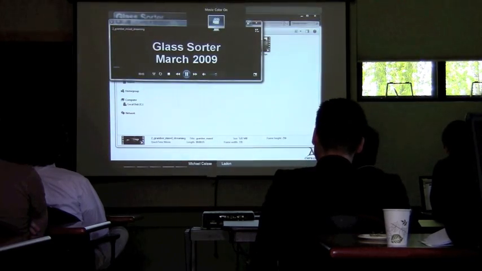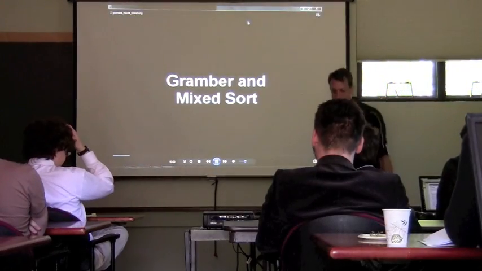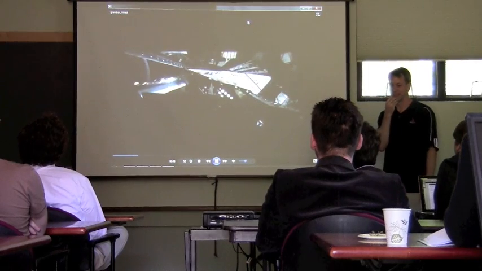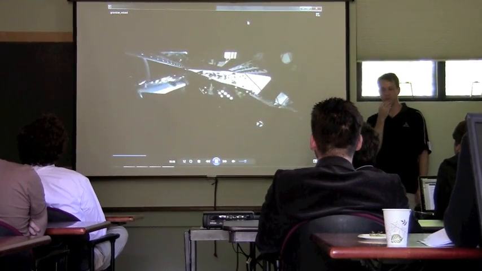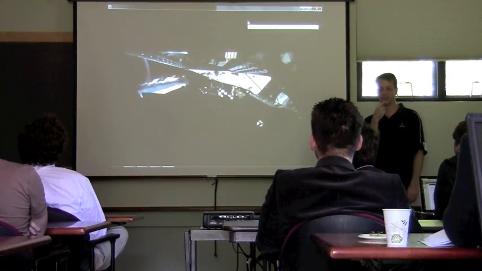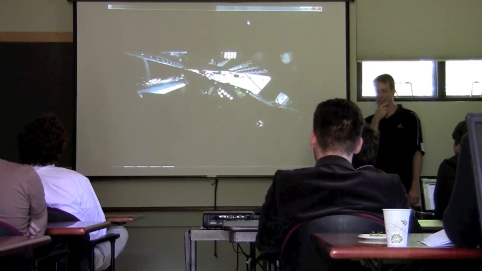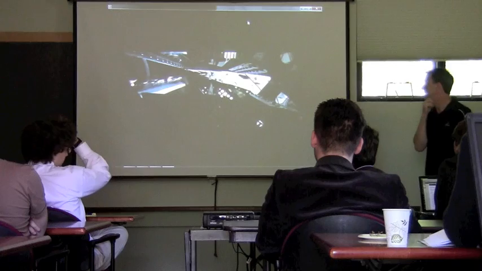All right, this was our first run, so it's going to look horrible, but you get the idea. So this is actually real material being run through. You can kind of see some of the stuff is getting pushed at a higher velocity one way than the other, and things are bouncing around and stuff.